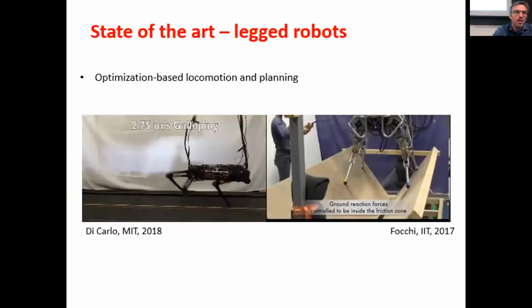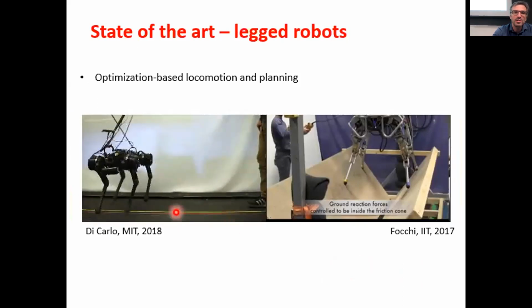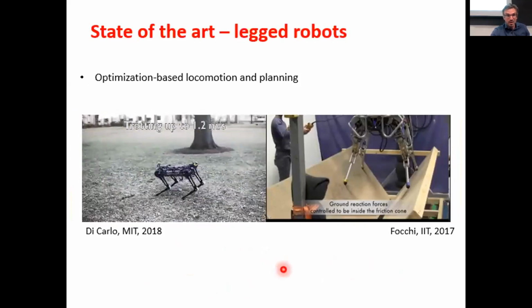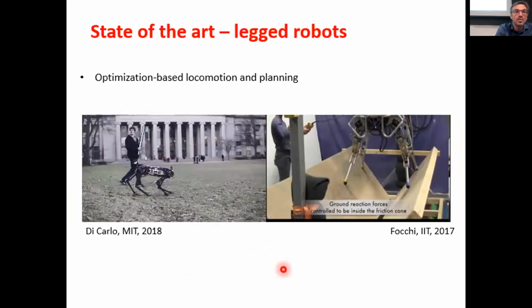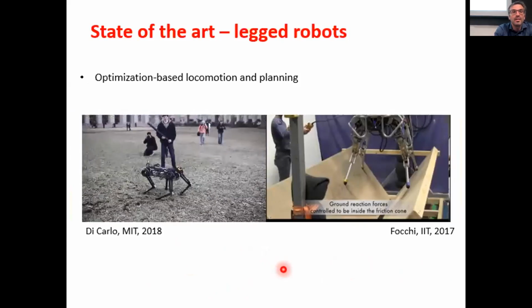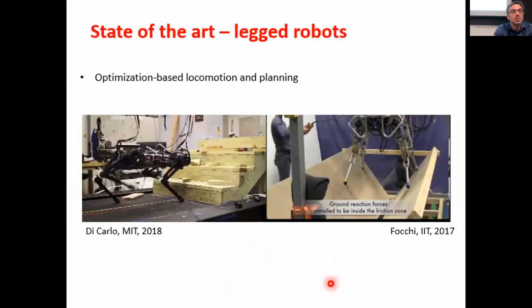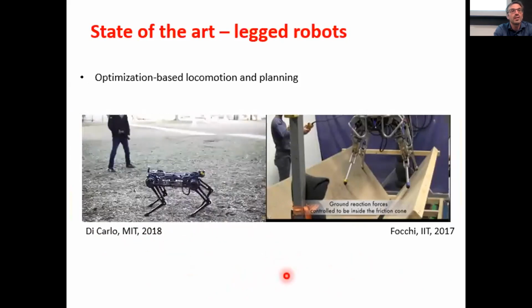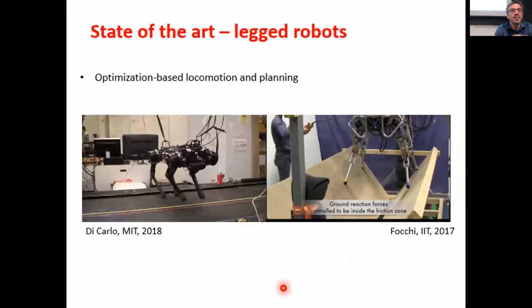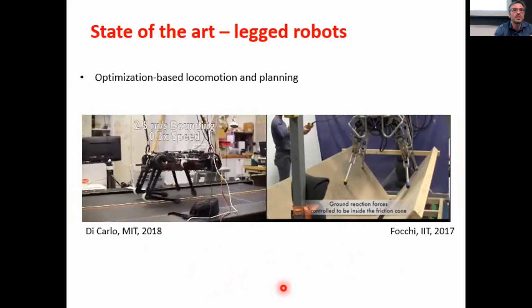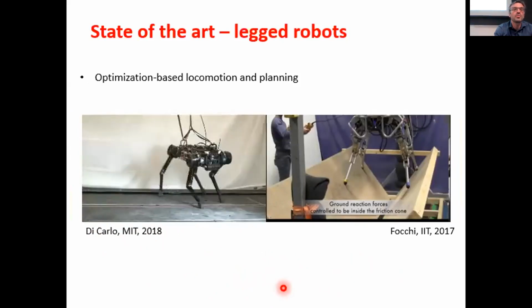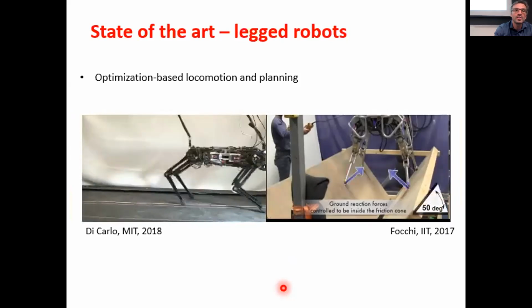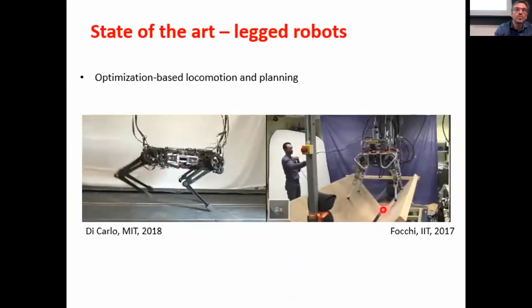Here are some motions from some researchers at MIT on a cheetah robot, and they are based on optimization. So the controller is solving an optimization problem that does the optimal thing. And what is this optimal thing? For example, don't apply forces that are out of the friction cone.